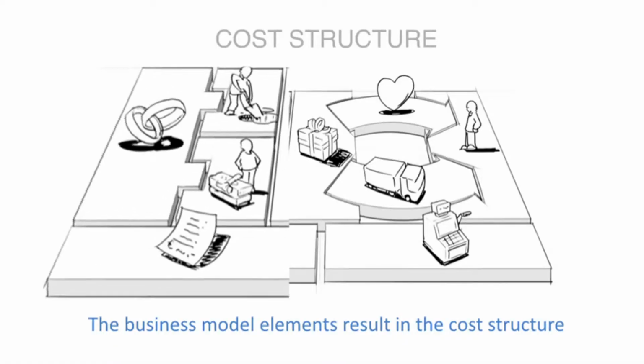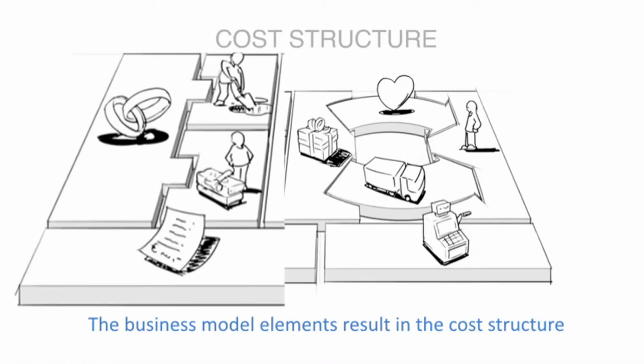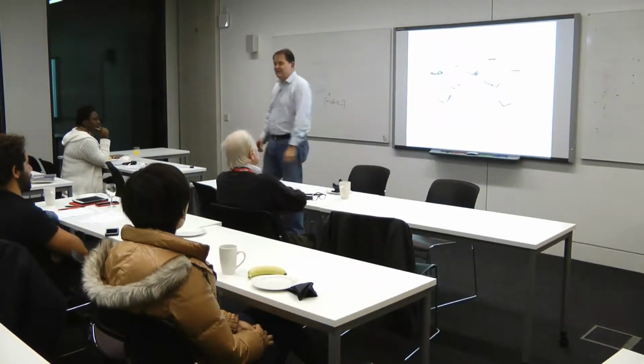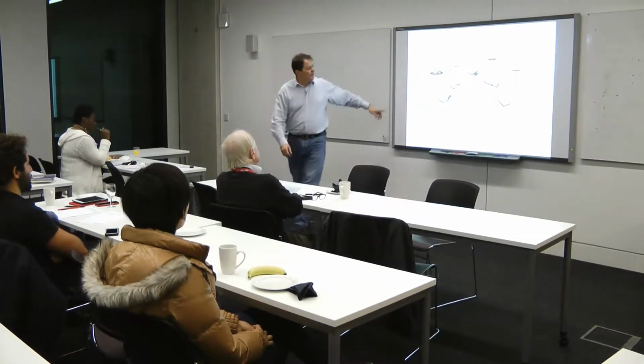This quadrant is the bit that generates your cost. You will have cost to get key resources. You will have cost to run the processes, okay? You will have costs of all sorts of things. You might have costs from key partners in the sense that they'll bill you for what they're supplying to you, okay? So this is all the cost area.